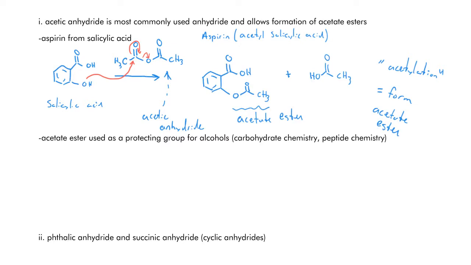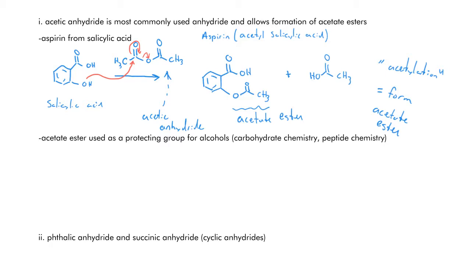So that's an example of how acetic anhydride is used to acetylate salicylic acid in making aspirin by protecting, or you can think of it as hiding, that hydroxyl group as an ester instead of a hydroxyl group. The reason that's done is that the salicylic acid hydroxyl group has a very acidic proton on it, and it causes a lot of problems in the gastrointestinal tract.